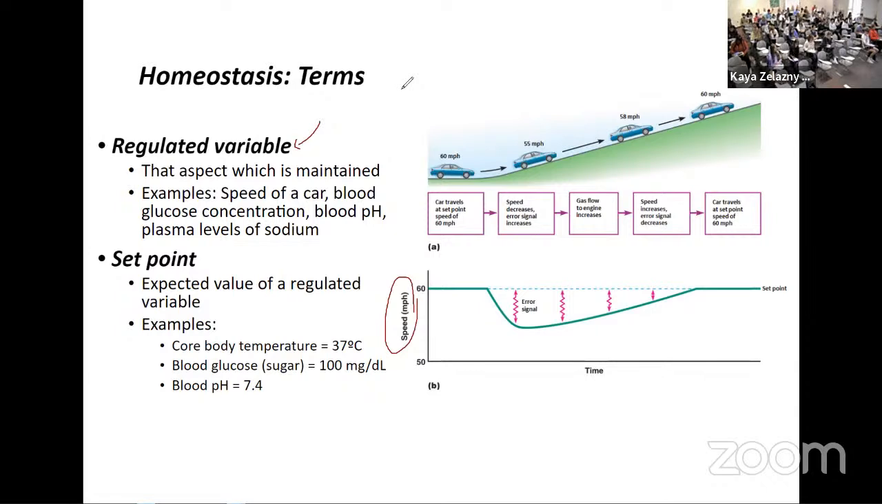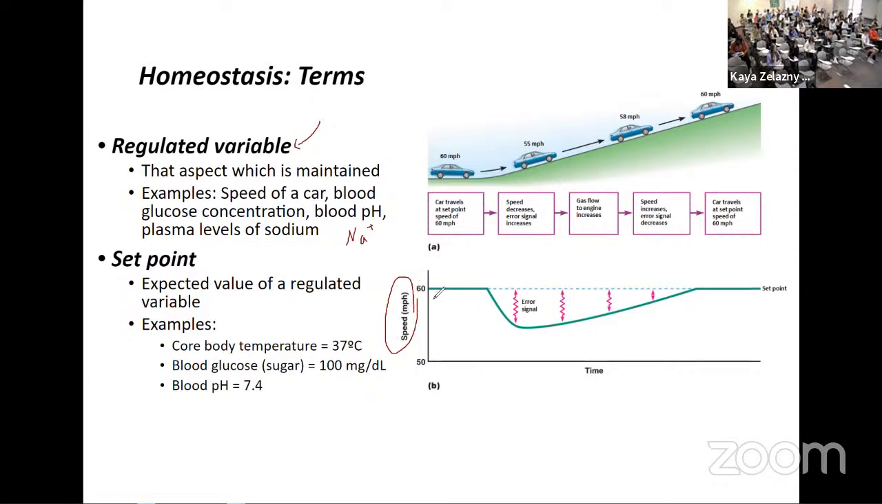Blood pH is also regulated. Levels of sodium are regulated. We're going to see sodium over and over again throughout this course, so it's worth knowing that ion specifically. So sodium, reminder, ion, Na+. Really, really vital for the function of our body. Okay, so that's our regulated variable that we're thinking about.